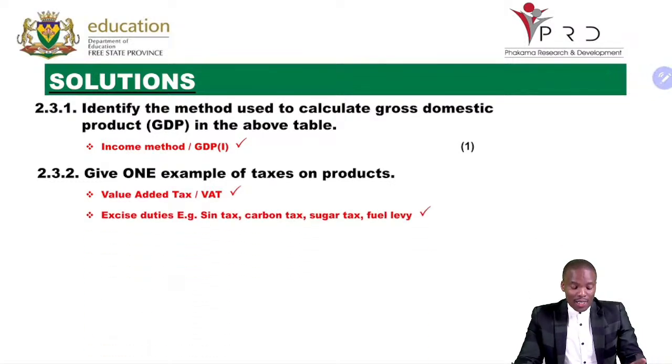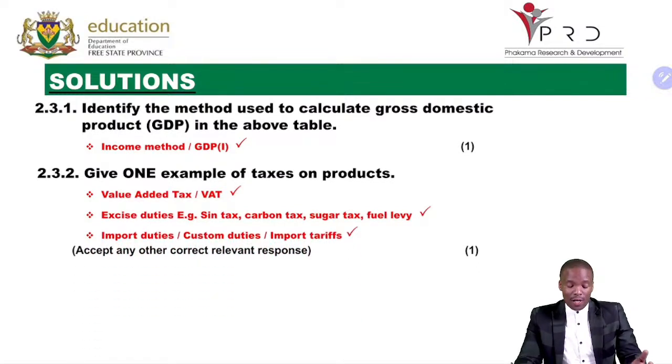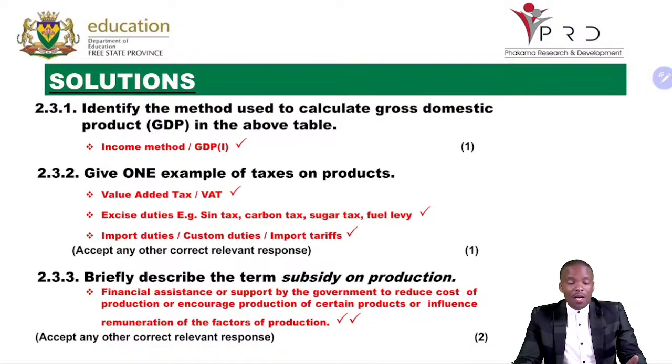Examples of taxes on products are VAT, sin tax, carbon tax, sugar tax, fuel levy, import duties, custom duties, or import tariffs. Subsidies on production are to reduce the cost of production, or subsidies that are not linked to any specific product at the end of the day. Okay.